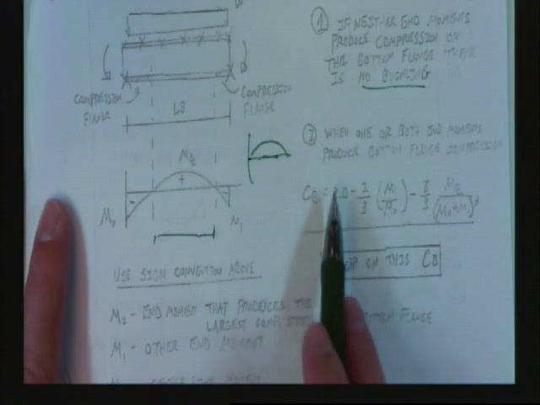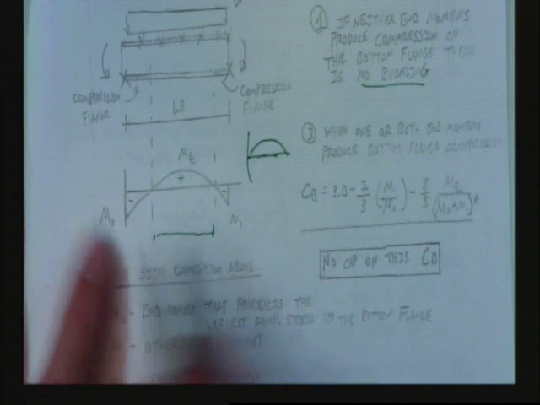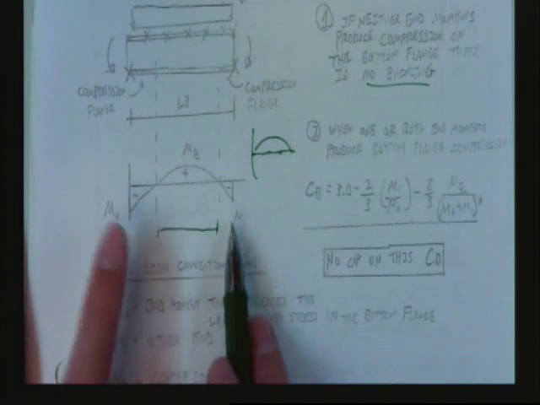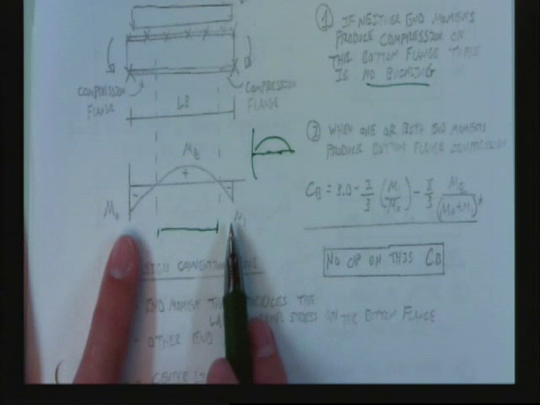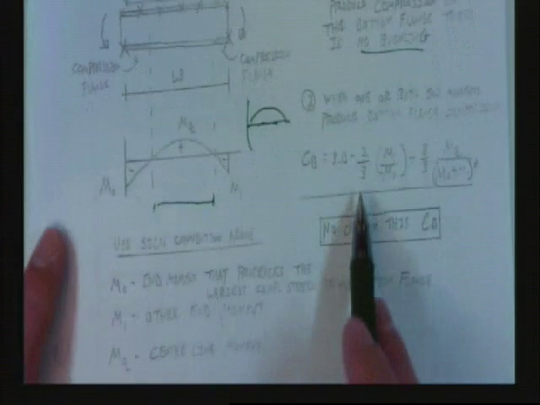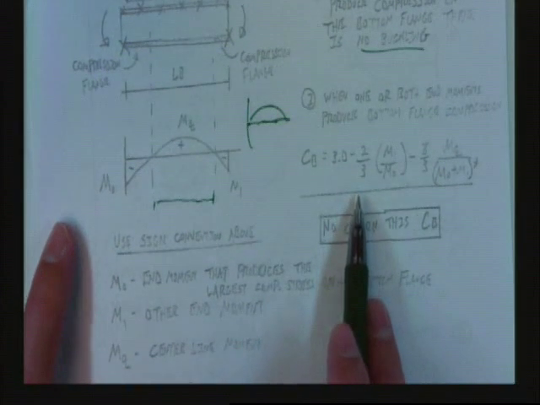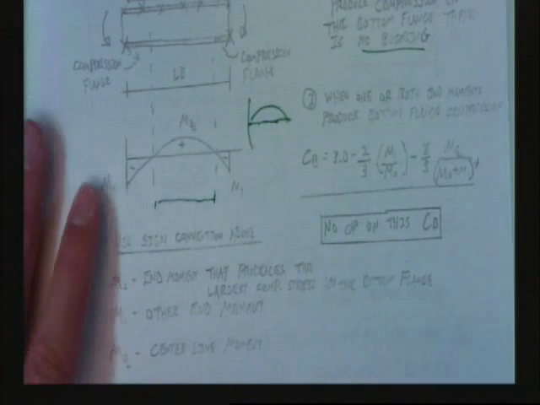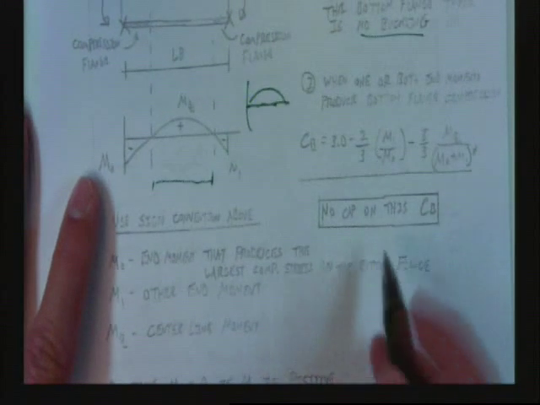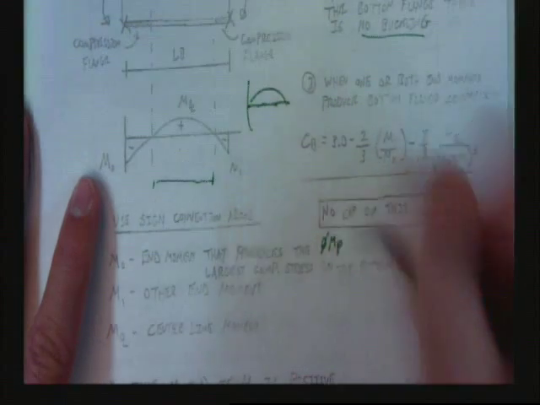Case 2. When one or both end moments produce bottom flange compression, or a negative moment, then you're going to use this equation. This is a new Cb, a different Cb equation. And there is no cap. Well, I say there's no cap. I mean, you're still going to have the phi M sub p cap.